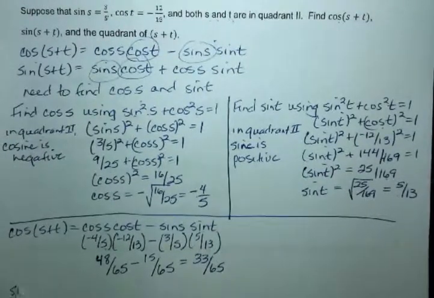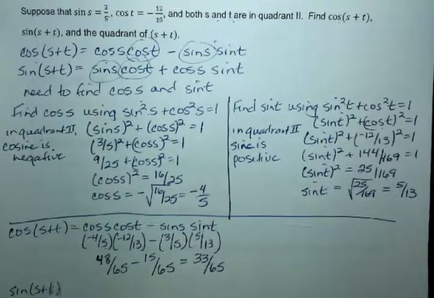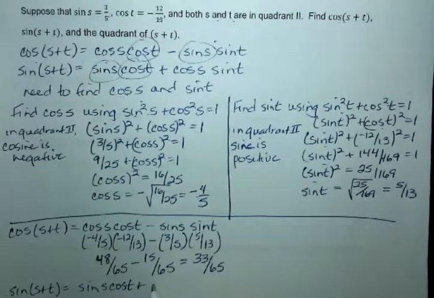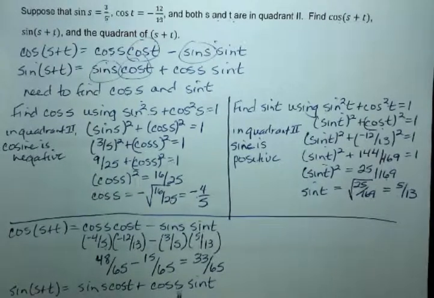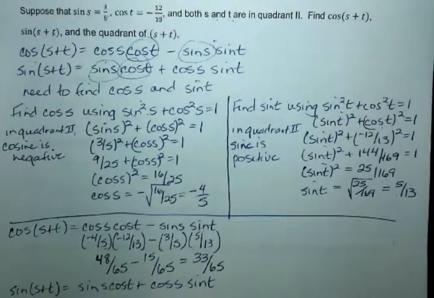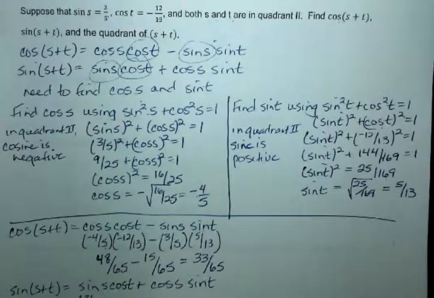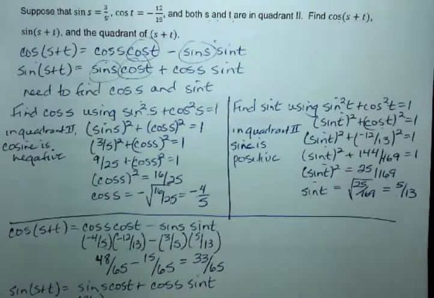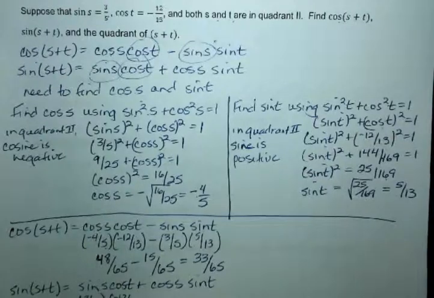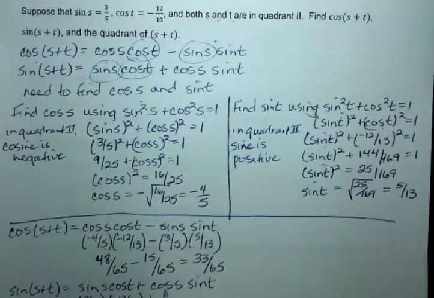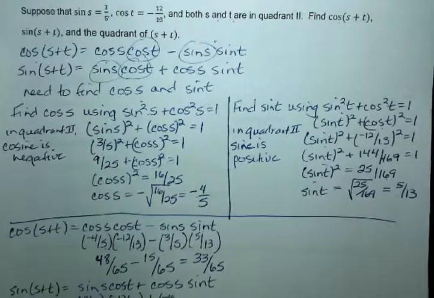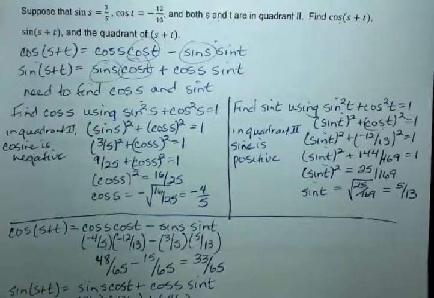For the sine of S plus t, my identity says that this is the sine of S times the cosine of t plus the cosine of S times the sine of t. Now I'm going to substitute in my values. The sine of S is 3/5. The cosine of t is negative 12/13. I was given both of those. The cosine of S we found is negative 4/5, and the sine of t we found is 5/13.